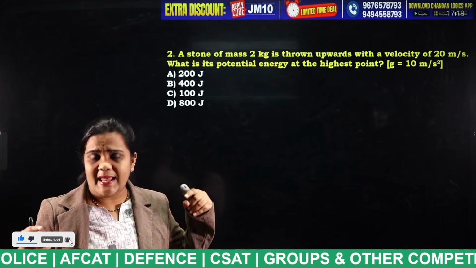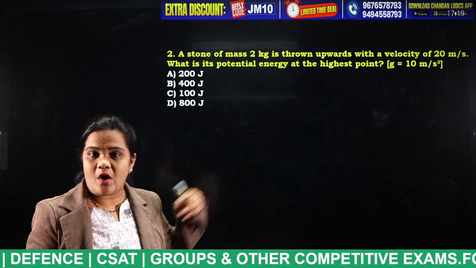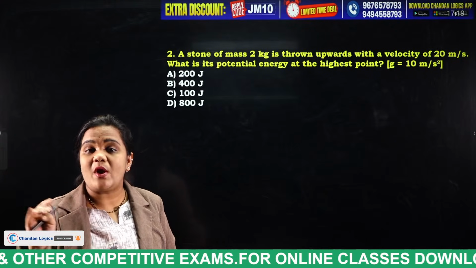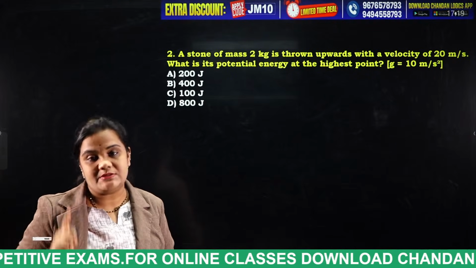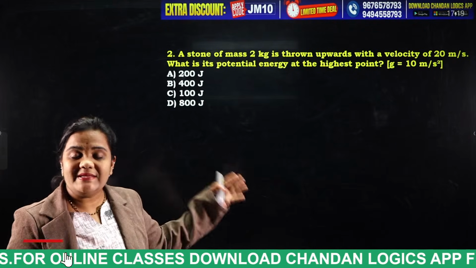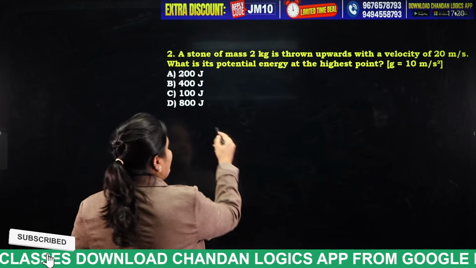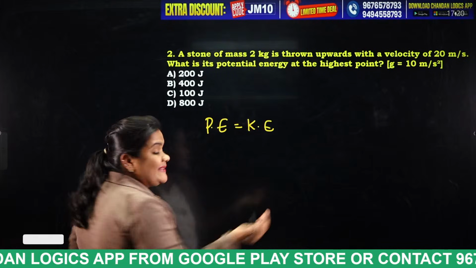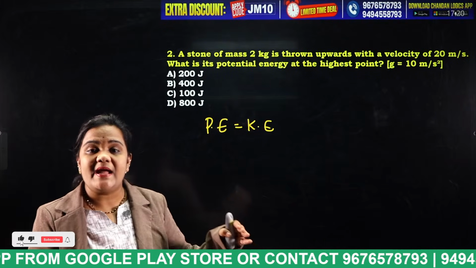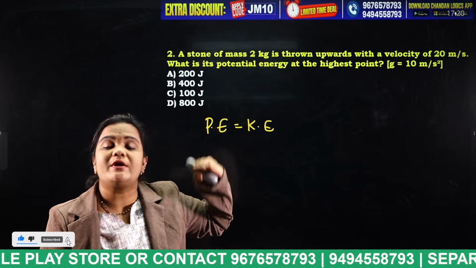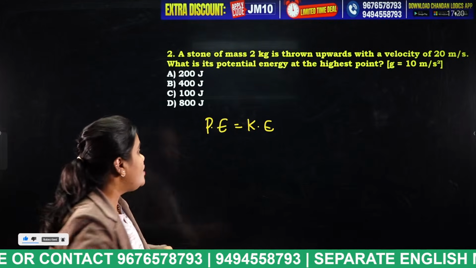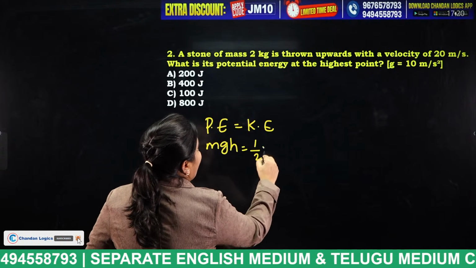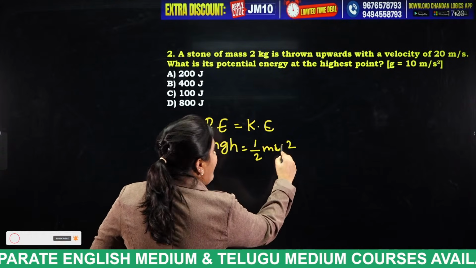So when you get these types of problems, when something is thrown upwards, at the highest point its final velocity will be 0. So in this case, what might be the solution, students? Potential energy is equal to kinetic energy. That means at the bottom kinetic energy is acting, and at the highest point potential energy is acting. So you all know, students, mgh is equal to half mv square.